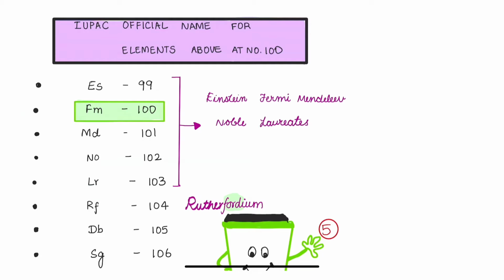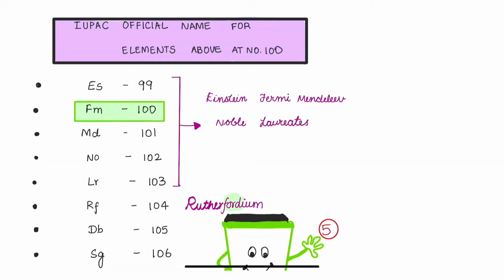Hey guys, today we are going to learn the tricks for remembering IUPAC official names for elements above atomic number 100. So let's get started. The first element is Einsteinium, which is 99. The second element is Fermium, which is 100. The third one is Mendelevium 101, and Nobelium for 102, and Lawrencium for 103.